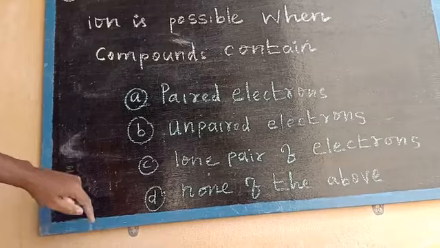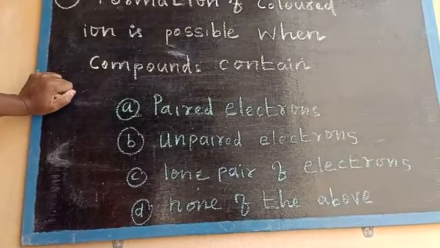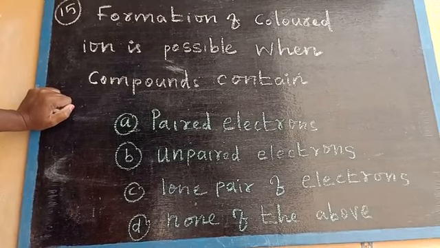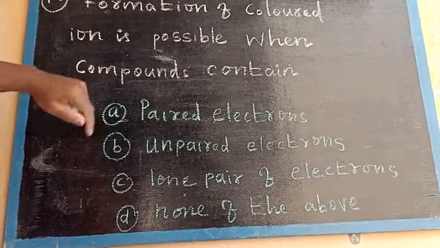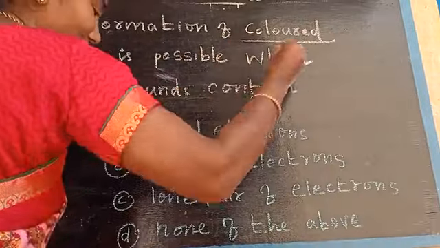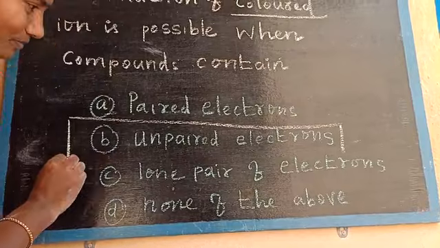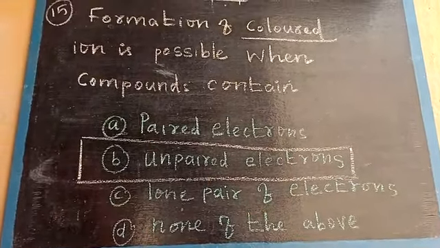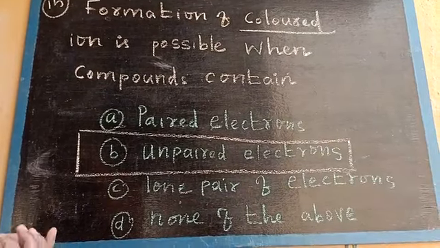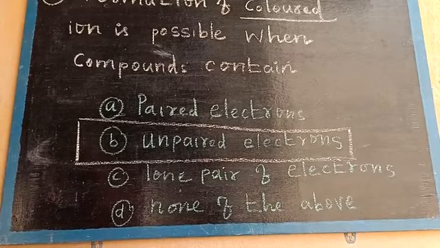So read the options here: paired electron, lone pair of electron, none of the above. So what is the correct option, children? Unpaired electrons. So the compounds are colored in the transition elements. So the correct option is unpaired electrons. Children, I hope you understand all the questions easily.